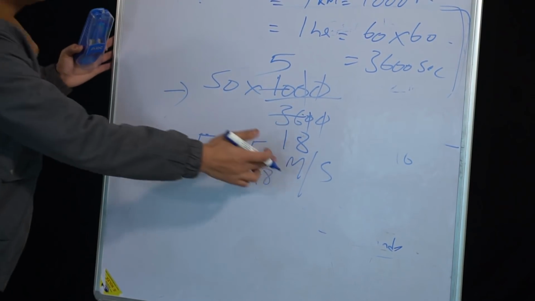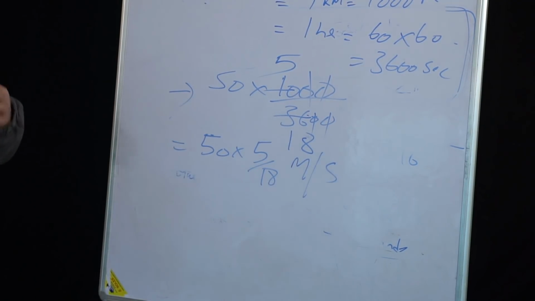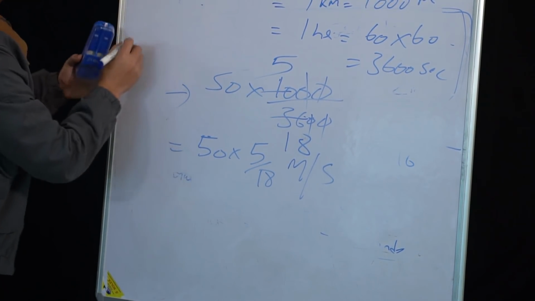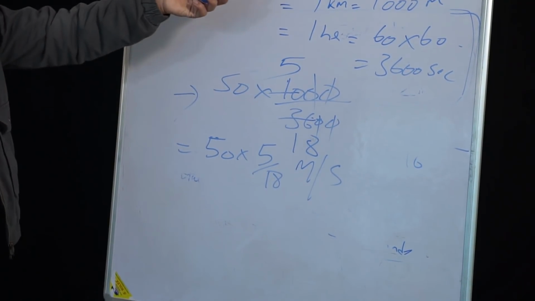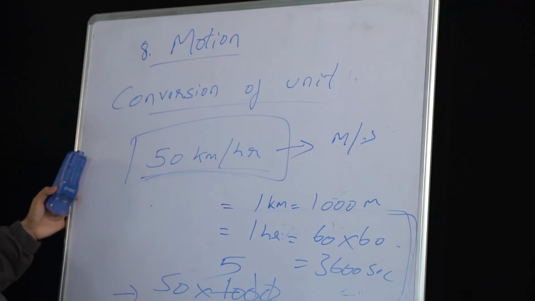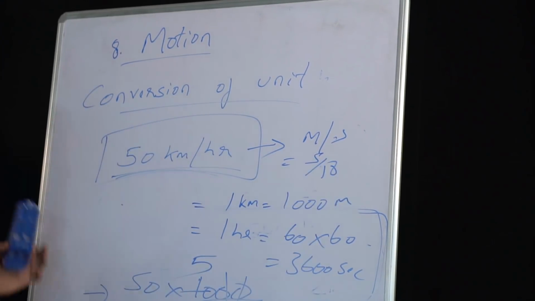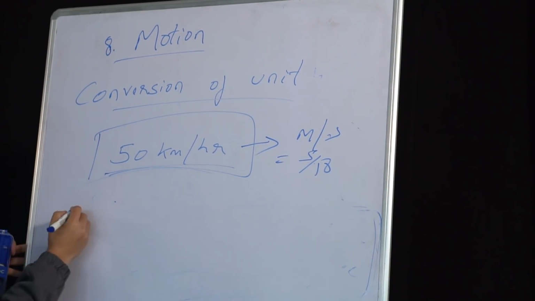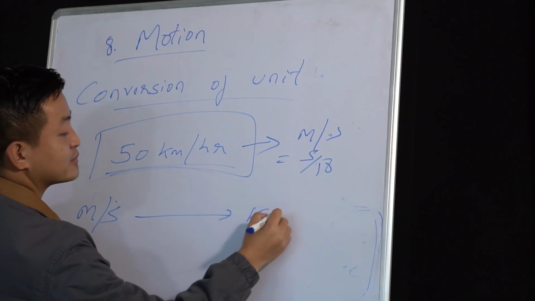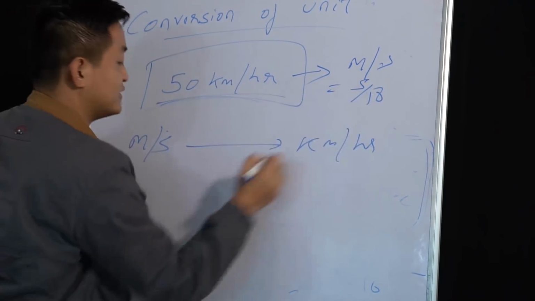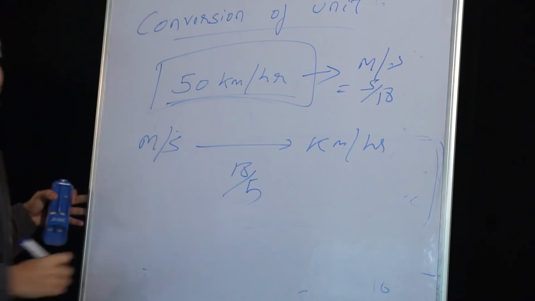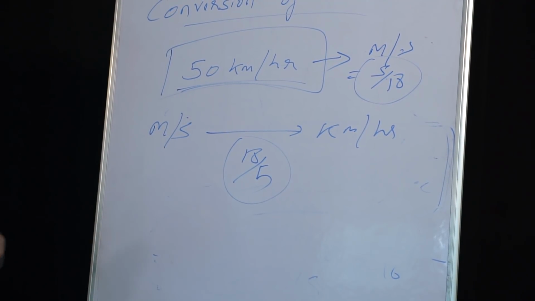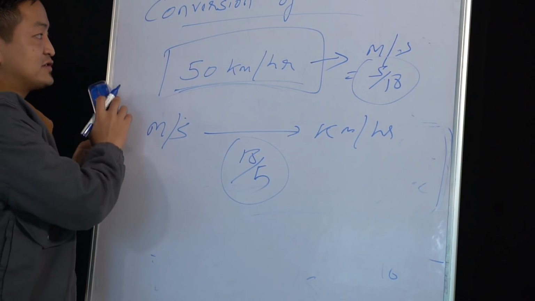Clear? And if you are told to convert from meter per second into kilometer per hour, what do you have to do? You just have to invert this. From kilometer per hour to meter per second, you have to use 5/18. Clear? Now, to convert meter per second to kilometer per hour, you just have to invert this, so it is 18/5. Students, are you clear with these two conversions? Because from now on, we'll often be converting units. So please note this down.